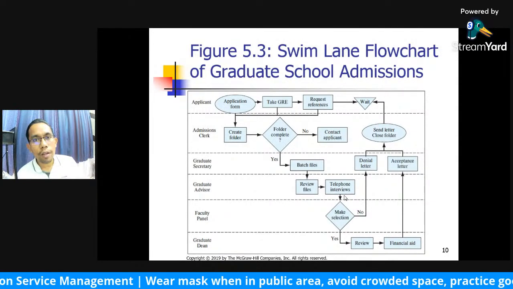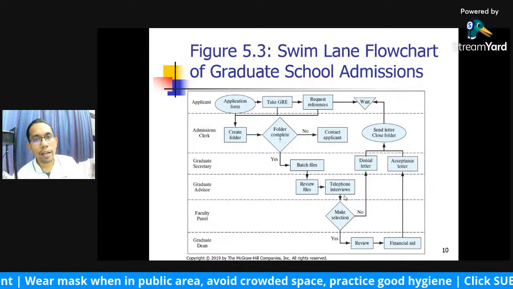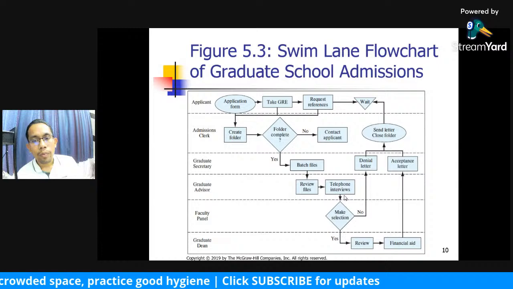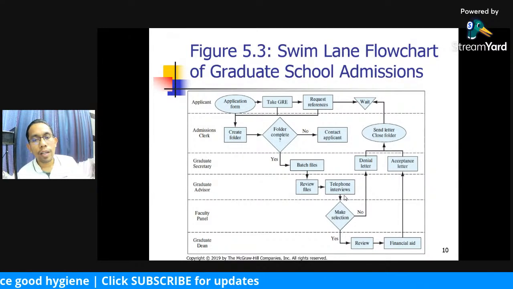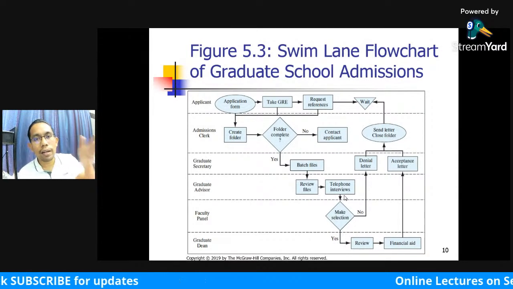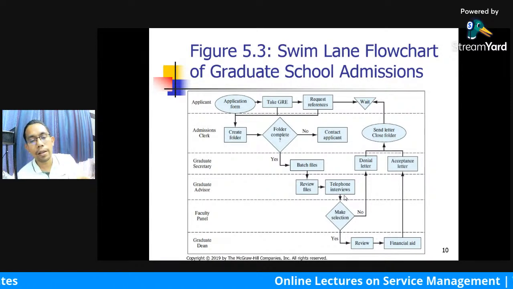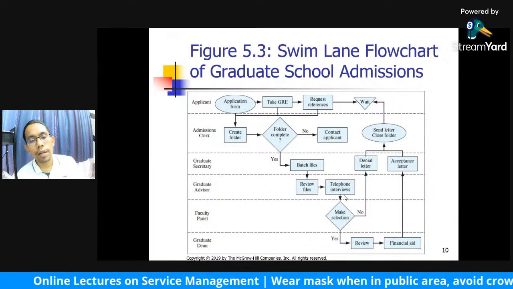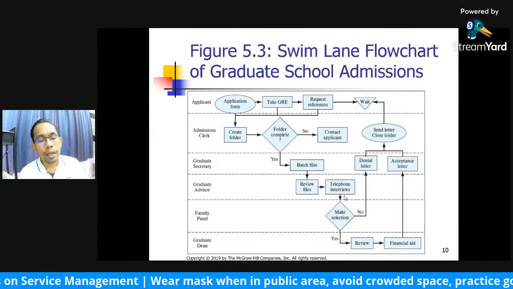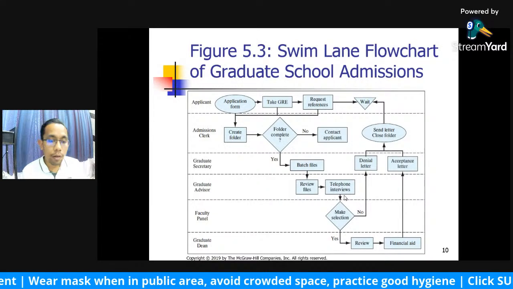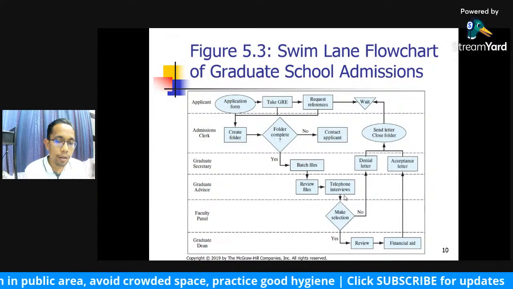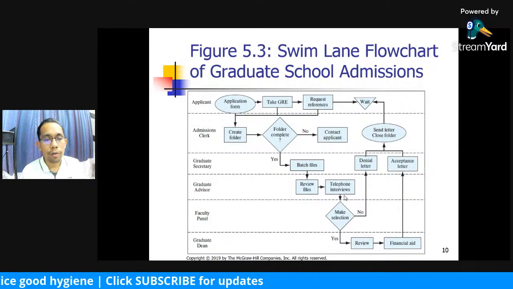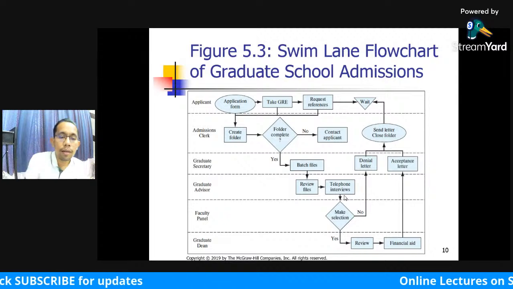The same goes for your study as well. When you apply on a website, the process will go one by one until you finish it. So this is what we call a swim lane flowchart. We design on the left side who is involved in the process. Look here, there are six parties involved in the process, from the applicant until the beneficiary.